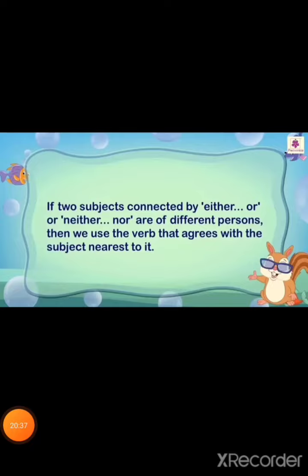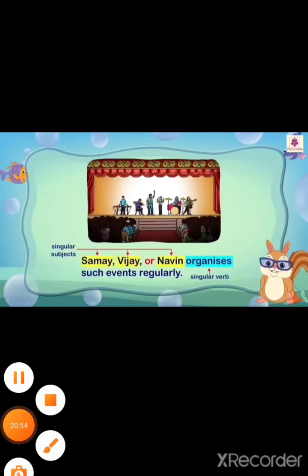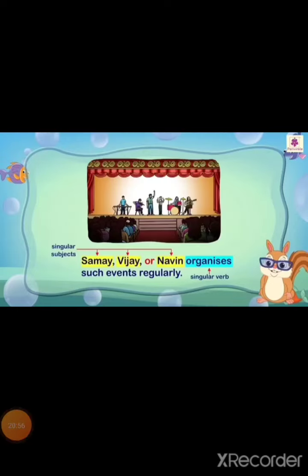Okay, students, again let me tell the same thing to you. If two subjects connected by either or, neither nor are of different persons, then we must use the verb that agrees with the subject nearest to it. Examples I have given already to you.